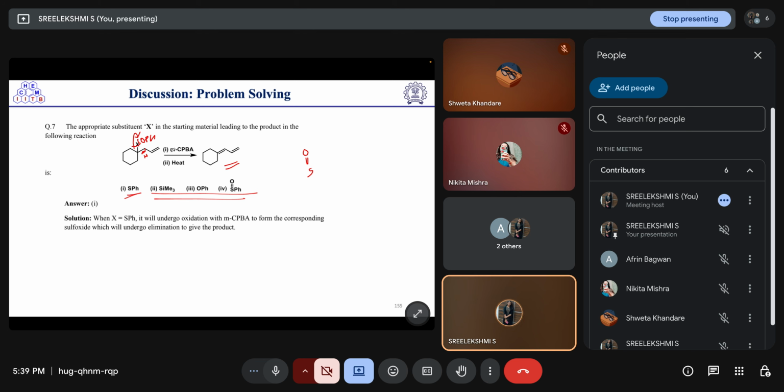But since in the first reaction we are using mCPBA and then only heating condition, firstly SPh will be oxidized to SOPh and then elimination. This syn elimination will happen. The sulfoxide, this phenyl group, will leave and we will be getting this eliminated product. Is it clear?